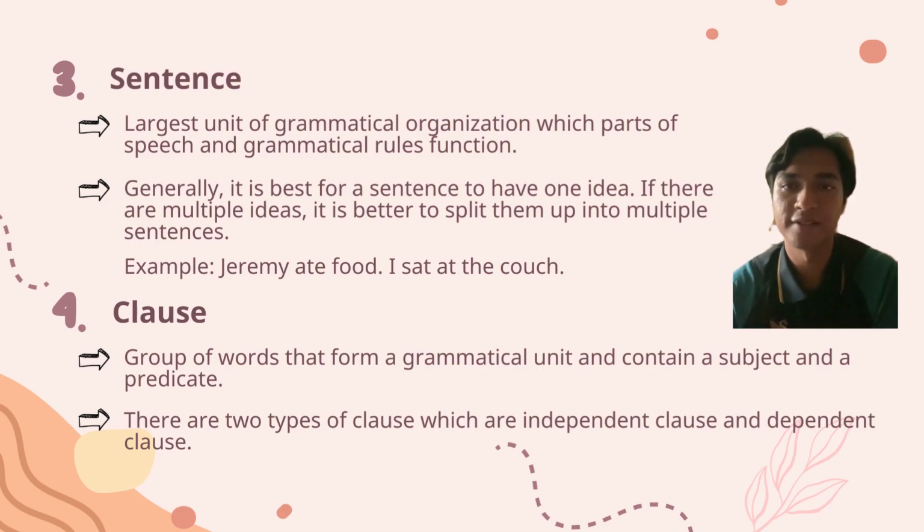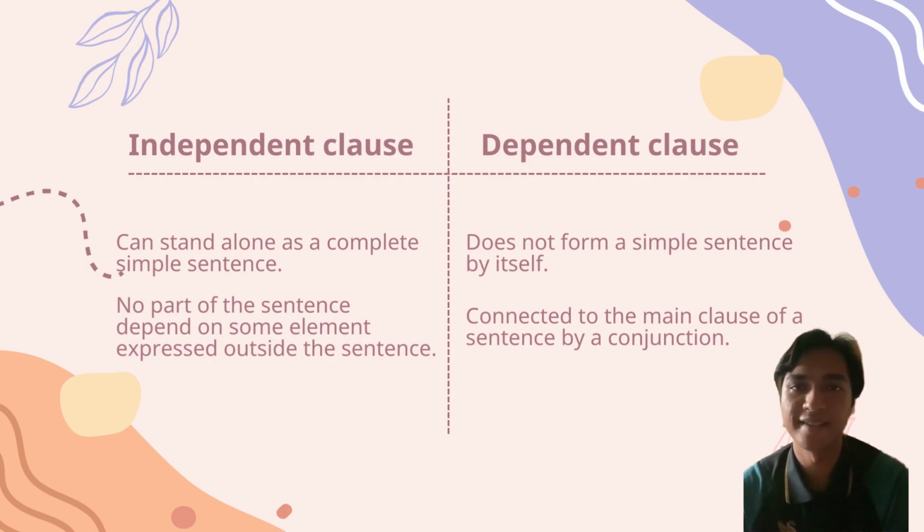Lastly, we have clause. Clause is a group of words that form a grammatical unit and contain a subject and also a predicate. There are 2 types of clause, which are independent clause and dependent clause. Independent clause is a clause that can stand alone as a complete simple sentence. There is no part of the sentence that depends on some element expressed outside the sentence. In contrast, dependent clause is a clause that does not form a simple sentence by itself. It is connected to the main clause of a sentence by a conjunction.